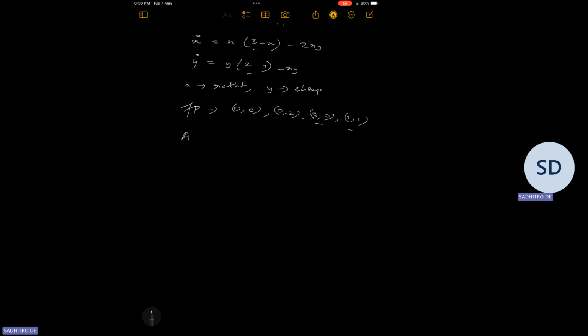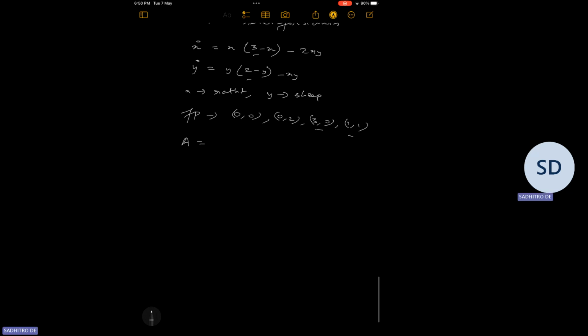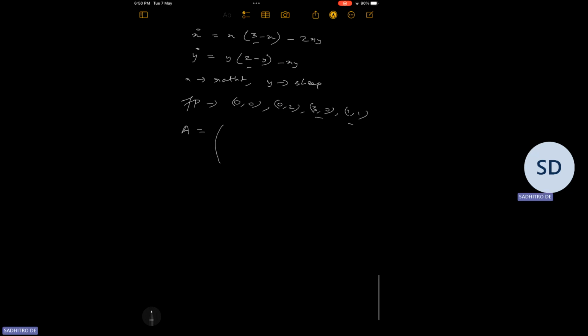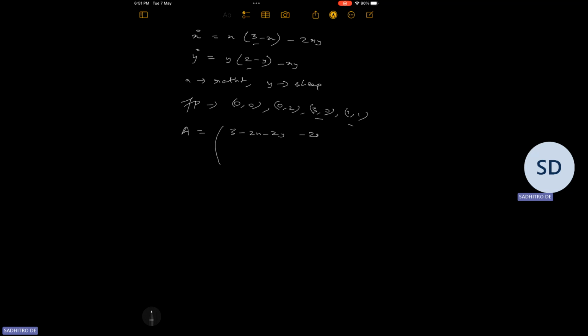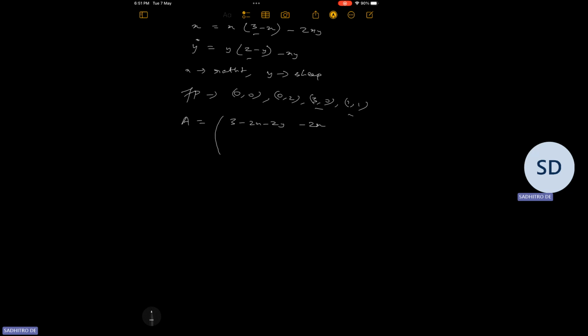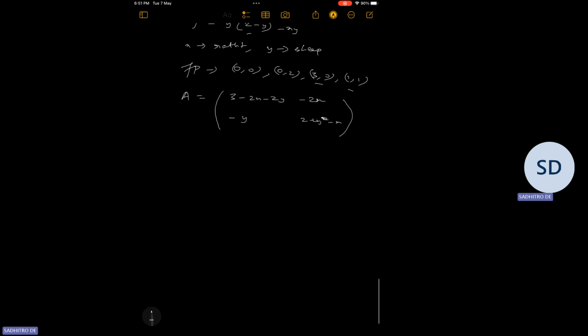We calculate the Jacobian matrix. So this is basically given by del f del x, which turns out to be 3 minus 2x minus 2y. Del f del y is minus 2x. Del g del x is minus y. And del g del y is 2 minus 2y minus x. Okay. So now we consider each of the four fixed points turn by turn.